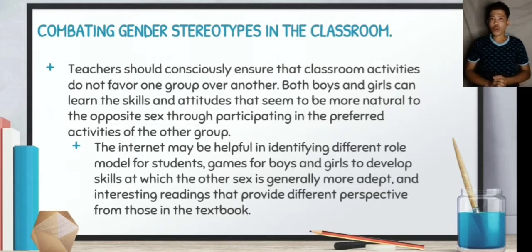What can teachers do when classroom resources primarily reflect stereotyped portrayals and perspectives of females and males? They have to identify other resources for their students. The internet may be helpful in identifying role models for students, games for boys and girls to develop skills at which the other sex is generally more adept, and interesting readings that provide different perspectives from those in the textbook.